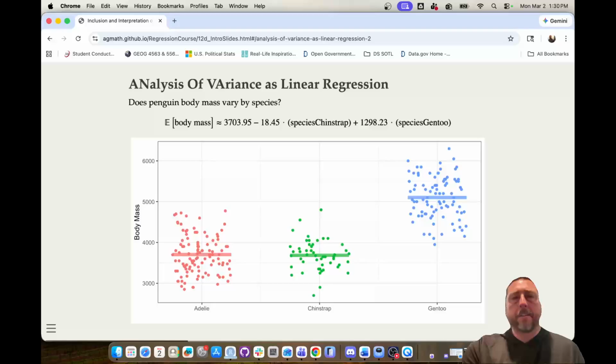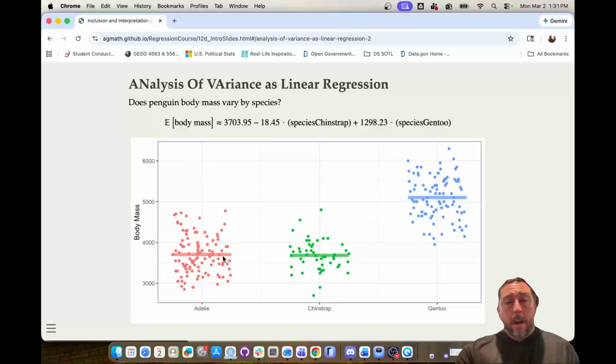Here's what our fitted model suggests. All I've done is extract the estimated coefficient values, those estimated beta values, from the table. That expected body mass is now given by about 3,704 minus 18.45 times species chinstrap plus 1,298.23 times species Gentoo. I've plotted the individual observations here. That's what the dots are. So I've got a bunch of Adelie penguins, each represented by a dot. The higher the dot on the y-axis, the more massive the penguin is. Similar for chinstraps and Gentoos.